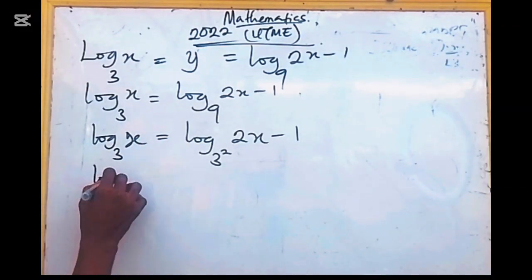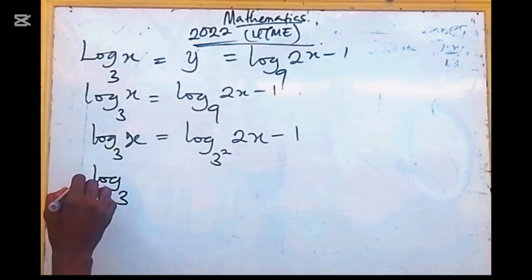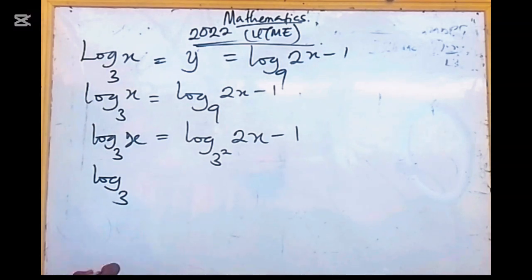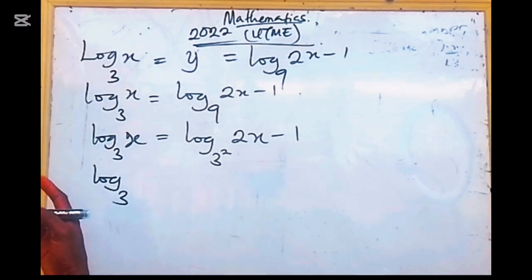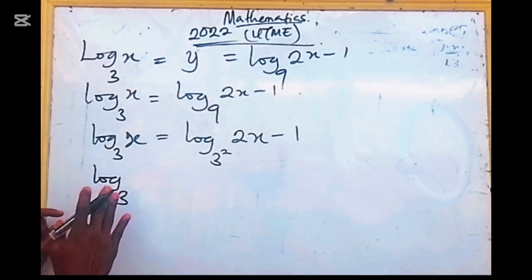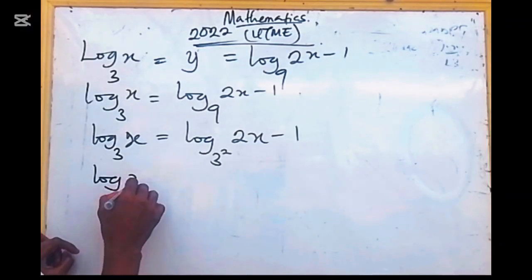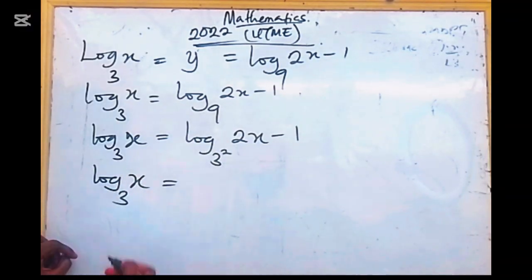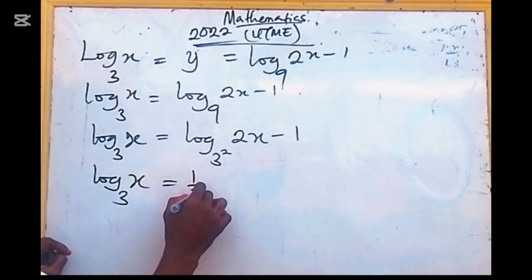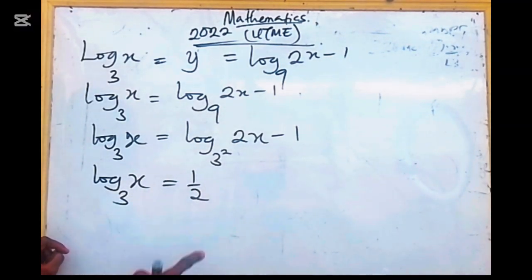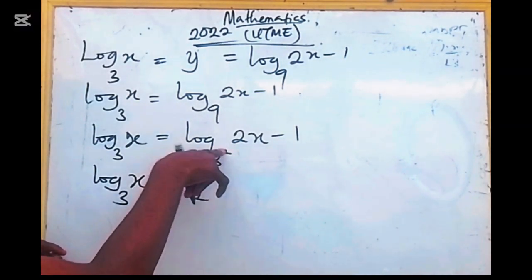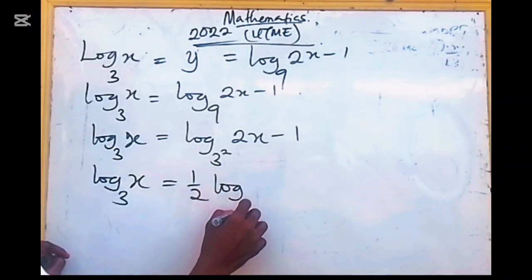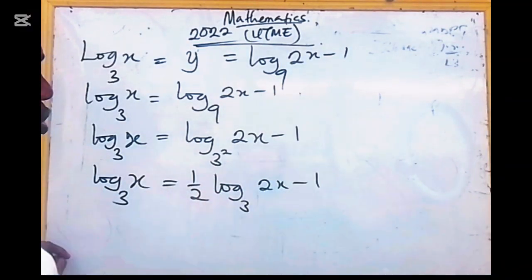When I'm doing that, I'll be log 3x. Okay, let me even do it like this. Okay, I can do it like that. Log base 3 of x equals this one will come here and become the reciprocal. When these two come here, it becomes 1 over 2. This 2, when it leaves this place, becomes 1 over 2 log base 3 of (2x minus 1).